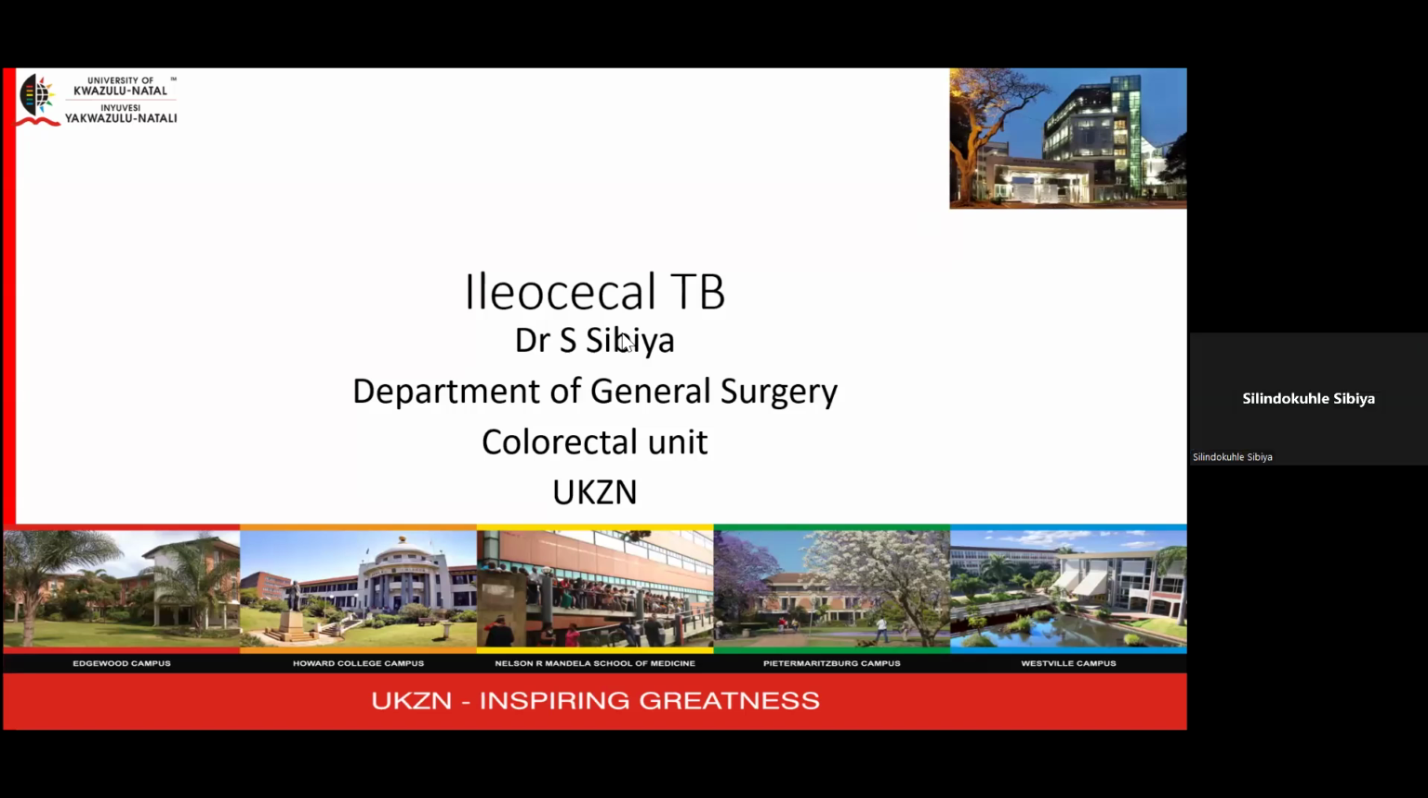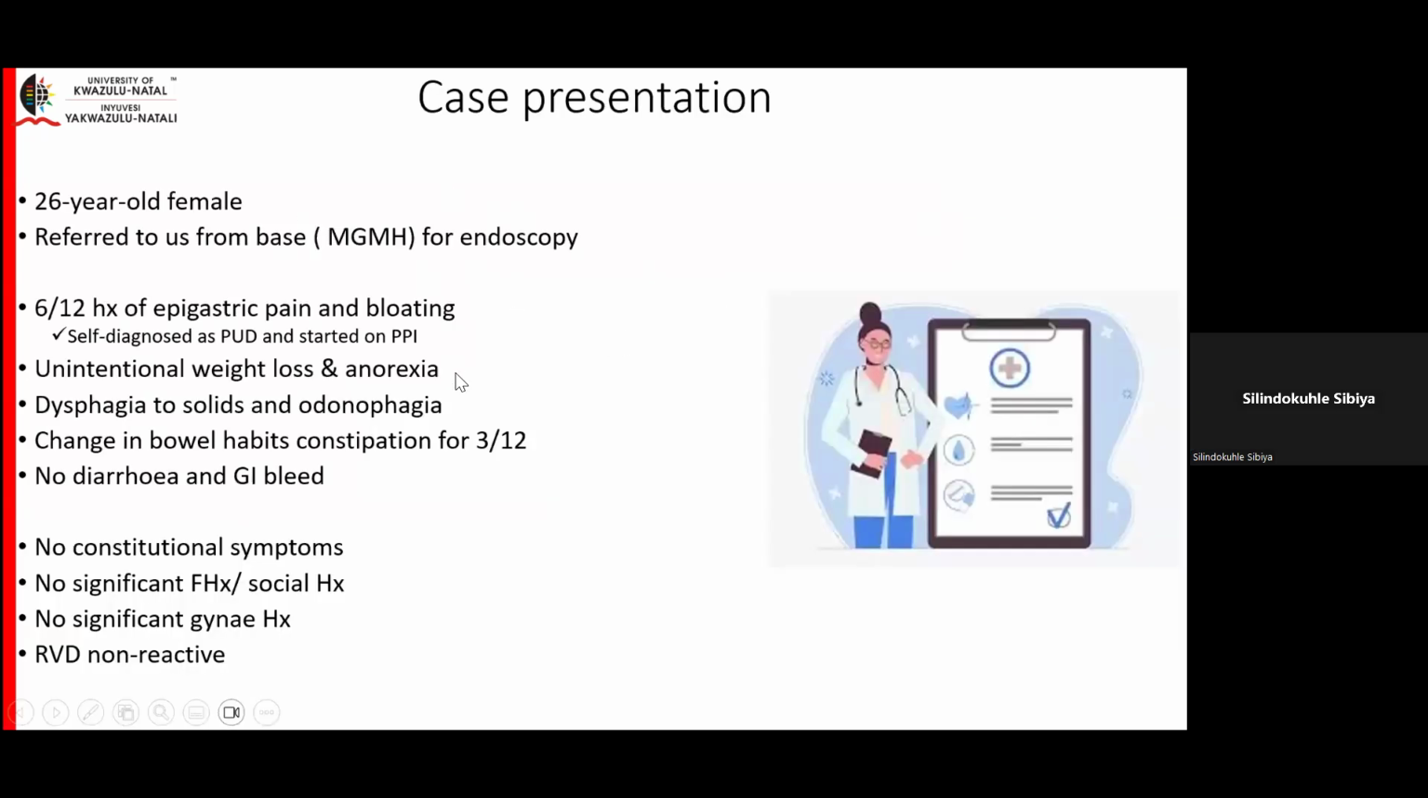So I'll start with a small case presentation of a patient we treated a few months ago. She was a 26-year-old female referred to us from her base hospital in Mahatma Gandhi for endoscopy. She had a 6-month history of epigastric pain and bloating, self-diagnosed as peptic ulcer disease, and started on a PPI. Also associated with unintentional weight loss and anorexia, dysphagia to solids and odynophagia, change in bowel habits in the form of constipation, no diarrhea or GI bleed, no constitutional symptoms of TB or malignancy, no significant family, social or gynae history, and she was RVD non-reactive.